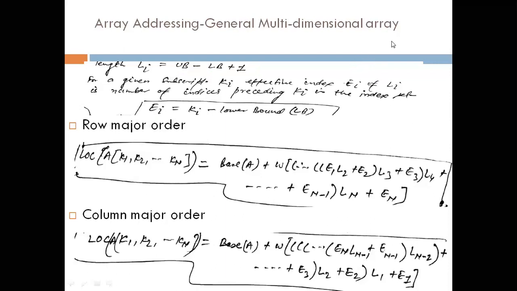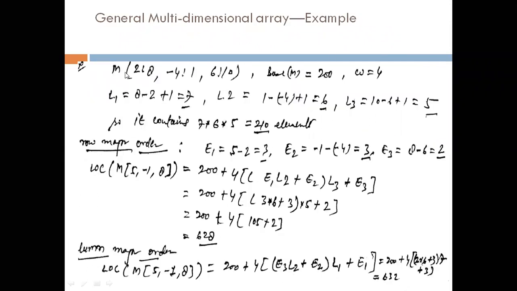Now just take an example. Suppose we have this three-dimensional array: lower bound 2, upper bound 8; lower bound minus 4, upper bound 1; lower bound 6, upper bound 10. Suppose the base address is 200 and one element requires 4 bytes. So we compute L1, L2, L3. You know the formula: upper bound minus lower bound plus 1, and so on.